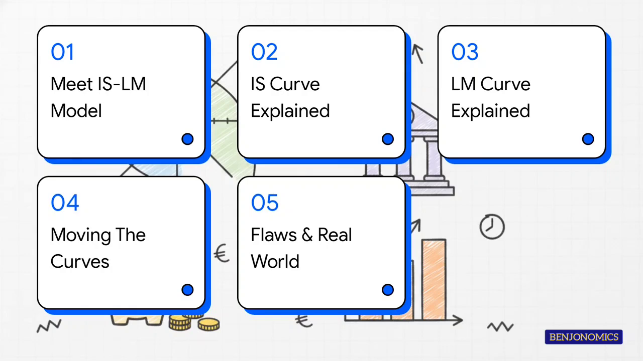So here's our game plan for today. We're going to meet the model itself, break down both the IS and LM curves piece by piece so we don't get lost in the math, see what happens when we actually shift them around, and finally, we'll talk about where this model falls short in the real world.